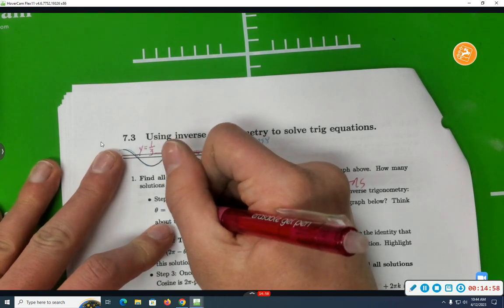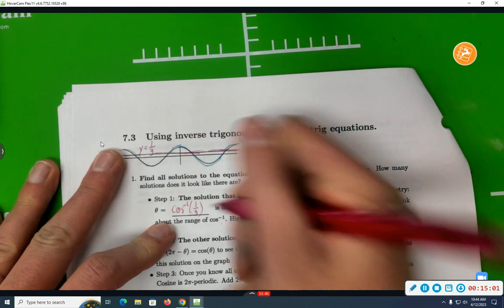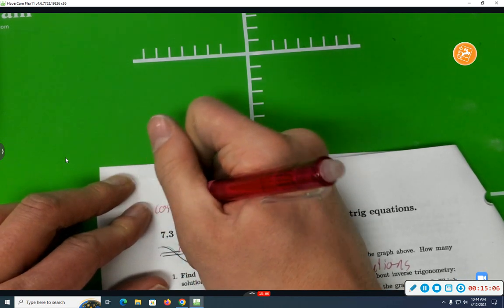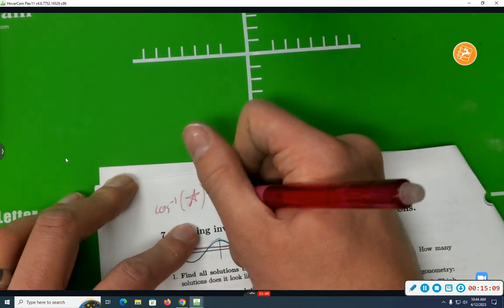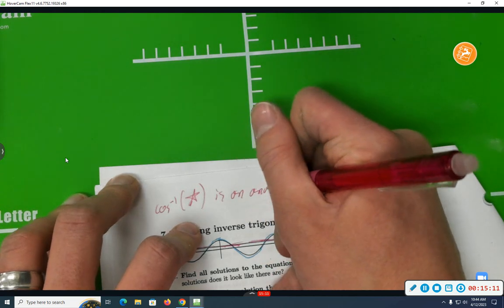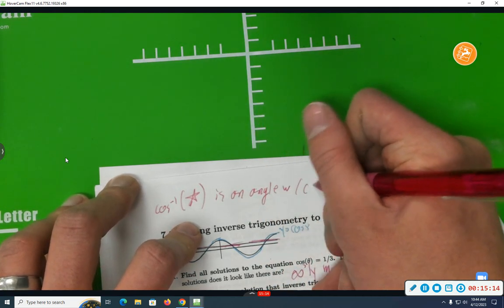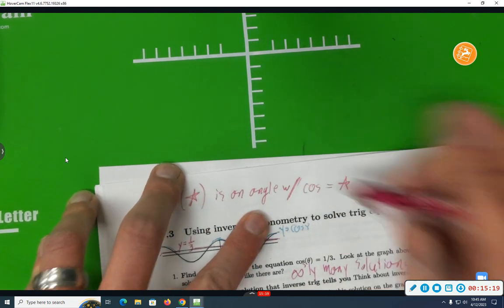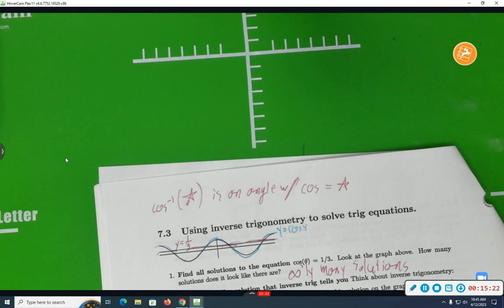So the point of inverse trigonometry is that inverse cosine of anything is an angle with cosine equal to that thing. So whenever you want to solve cosine equals some number, you know a solution. Inverse cosine of that number is a solution. Another note is that's the solution that lives between 0 and pi, right?